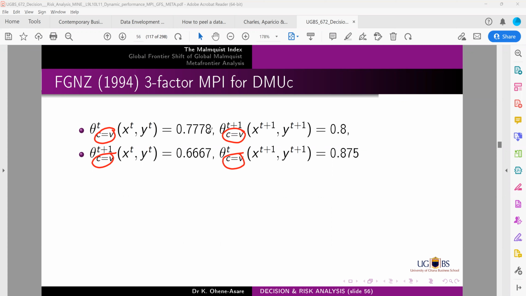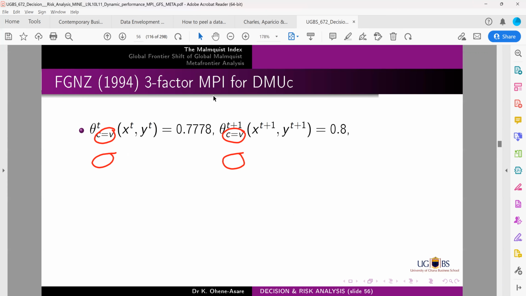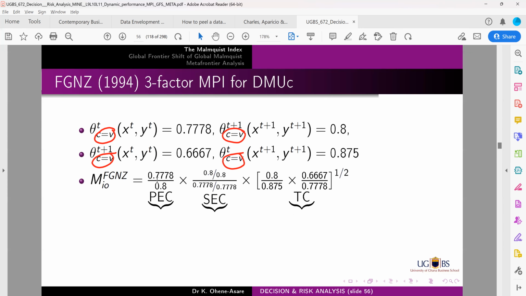Now, when we go back here to plug this into the formula, in order to get a 3-factor decomposition, how do we get that? Just substitute each one of them into the formula and let's see. So this is it. We substitute each one into the formula. This is the pure efficiency change, picking the values from the formula. And then this is the scale efficiency change. And this is the technical or technological change.